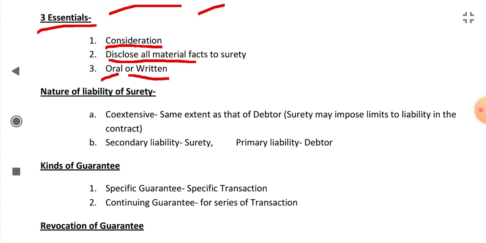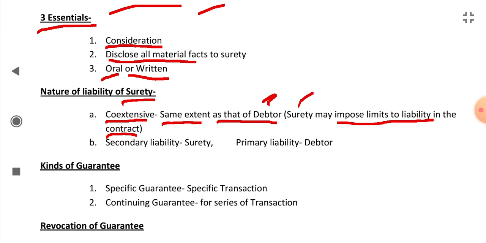Nature of liability of the surety. What's the nature of the accountability of surety? It is coextensive. It means it is having the same extent as that of debtor. The range or degree of liability of debtor, the surety will also have that much extent of liability. Surety may impose limits to liability in the contract. If the surety wants to limit its liability, then he should impose that limit in the contract itself.